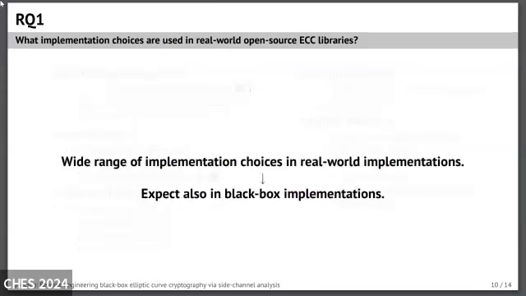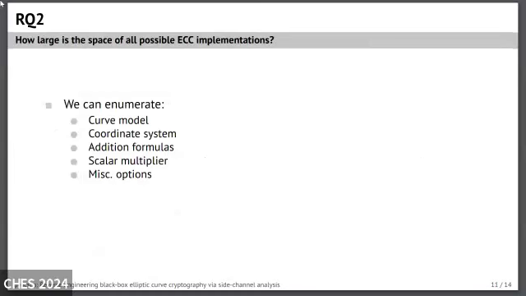Now, what is the takeaway from all of this analysis? It is that there is a wide range of choices in real-world implementations. And we would also expect a similarly wide range in black box implementations, of course, with some different constraints, right? On smart cards, you are not on a server, so you have different constraints, but the variety will likely also be there.